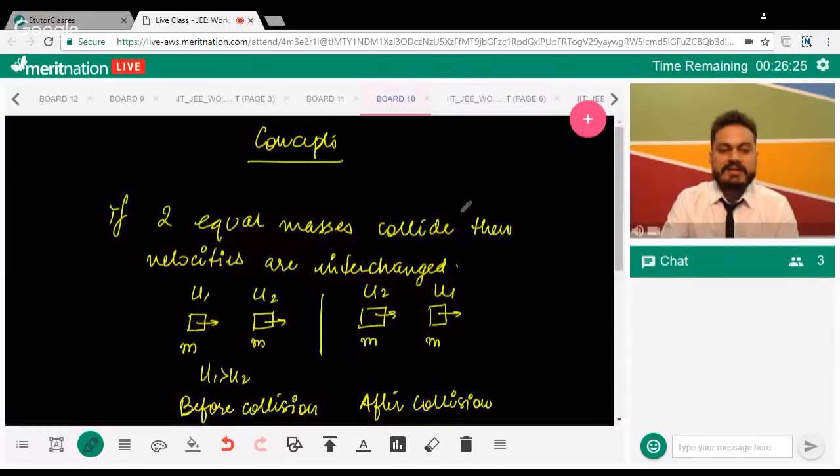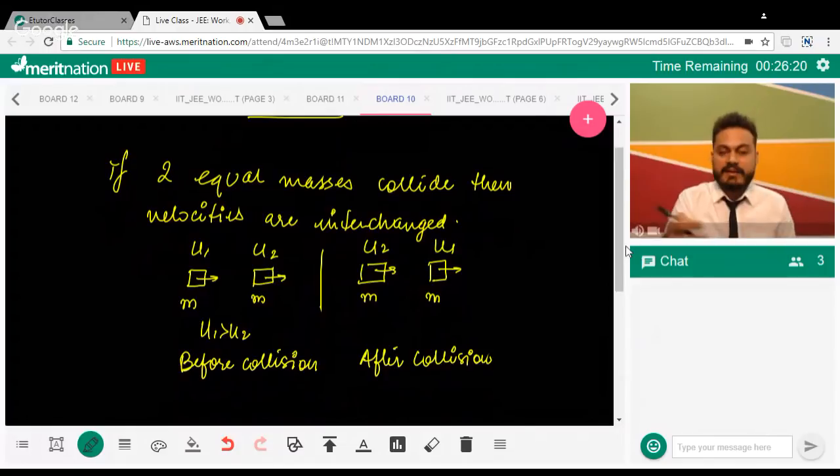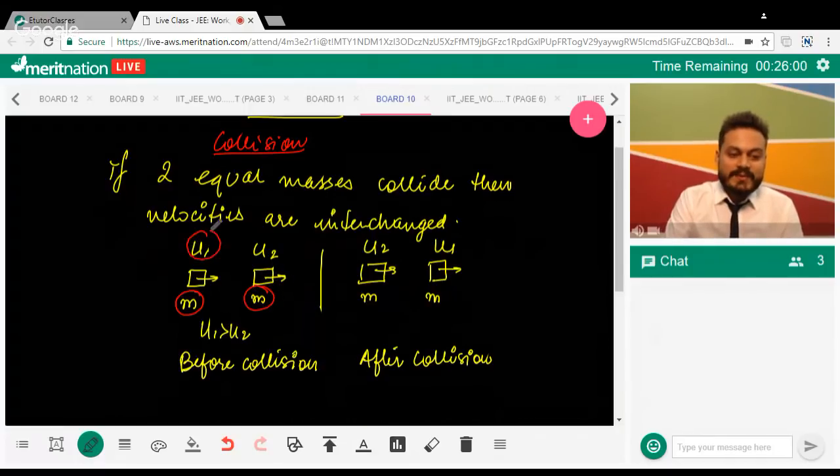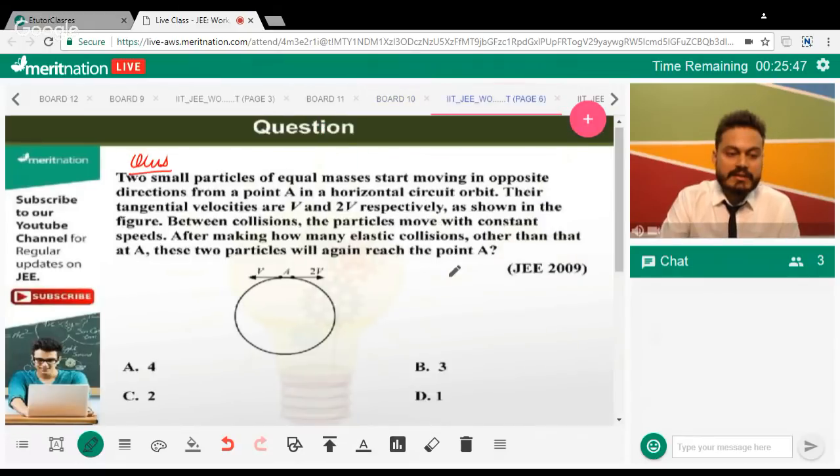The next question is really simple, and it is based on a concept. What is the concept behind the next question? If two equal masses, let me know how many of you know this thing. It's a simple collision concept: if two equal masses collide, then velocities are interchanged. Suppose there is a mass m and another mass m, with different velocities u1 and u2. After collision, they just interchange their velocities. This is the concept we are going to use in the next question.